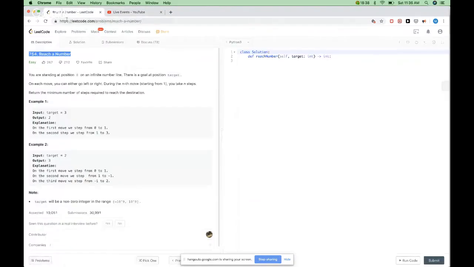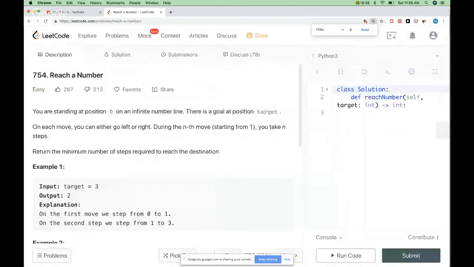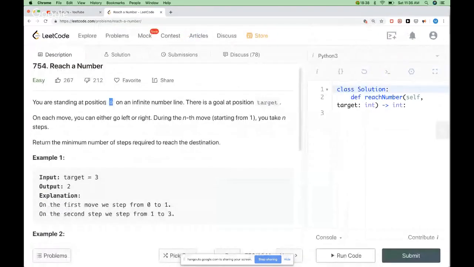Hello, so today we are doing this LeetCode problem called Reach a Number. The problem states that we get a position. We are standing at position 0 on an infinite number line, and our goal is to reach a position target that we get as input.